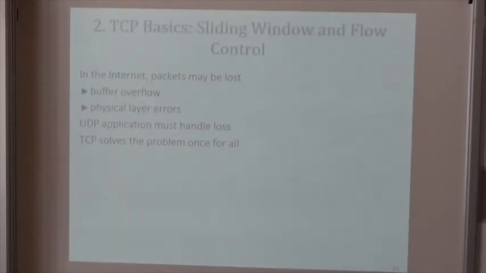We've seen also there can be collisions in some cases. And buffer overflow, we know from bridges and routers, can occur because those are queuing systems. And this will be precisely the goal of congestion control, to avoid that buffer overflows are too bad. But they occur, and something must be done when a packet is lost. TCP solves the problem once for all, in the sense that if you use TCP as a programmer, you can ignore the fact that packets can be lost.